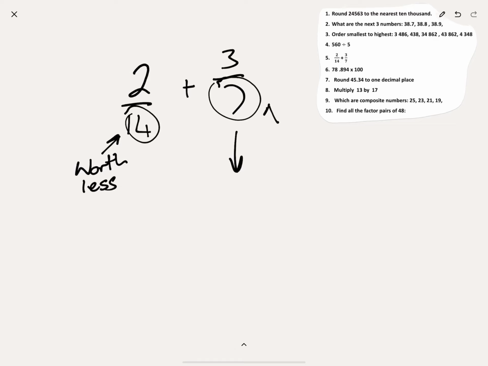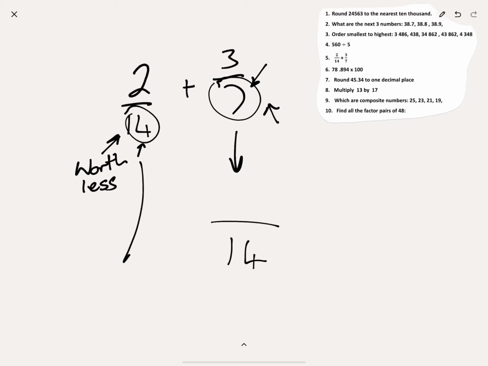The reason that I'm choosing it carefully is that this is actually worth less than this. If you were to have a cake and split it into 14 pieces and you had one piece, and then you bought another cake, split it into 7 pieces and had one piece, this piece would be bigger than this piece. So this 14th is worth less. Anyway, so we're going to put them both over 14.